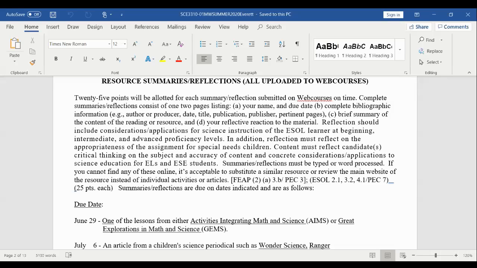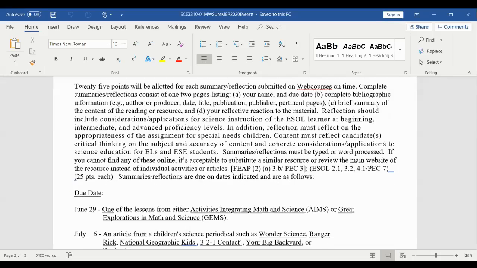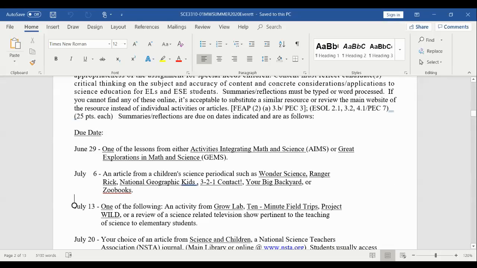ESOL, beginning, intermediate, advanced. Some students talk about ESOL, but they don't talk about ESE. I mean, just say a little bit about it, okay? I don't want 5-page reports. Page and a half. I'm not looking for a lot here. And of course, those are uploaded to WebCourses.